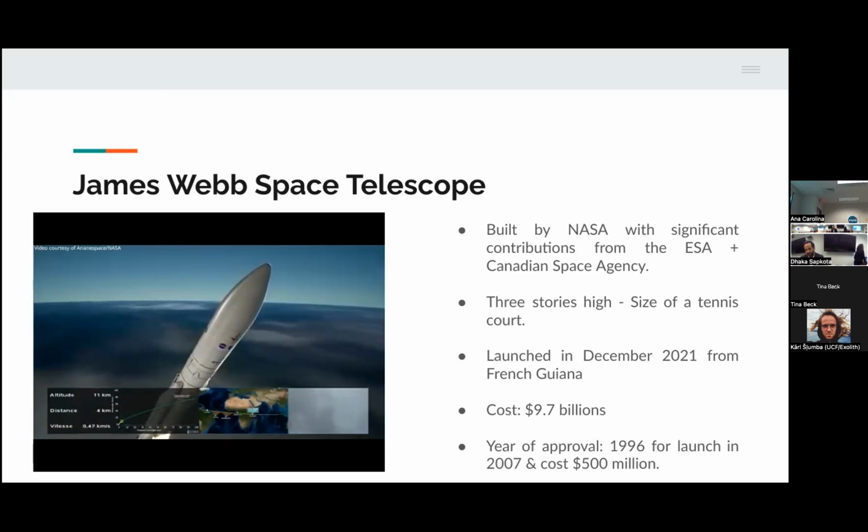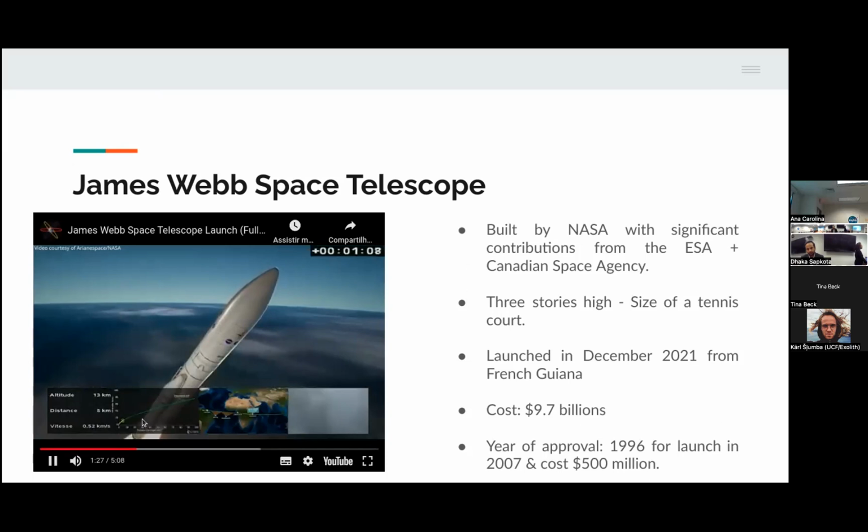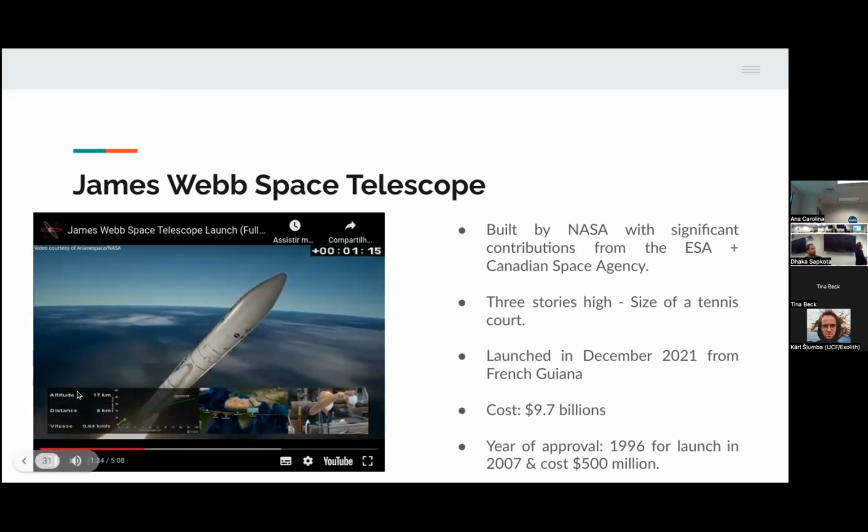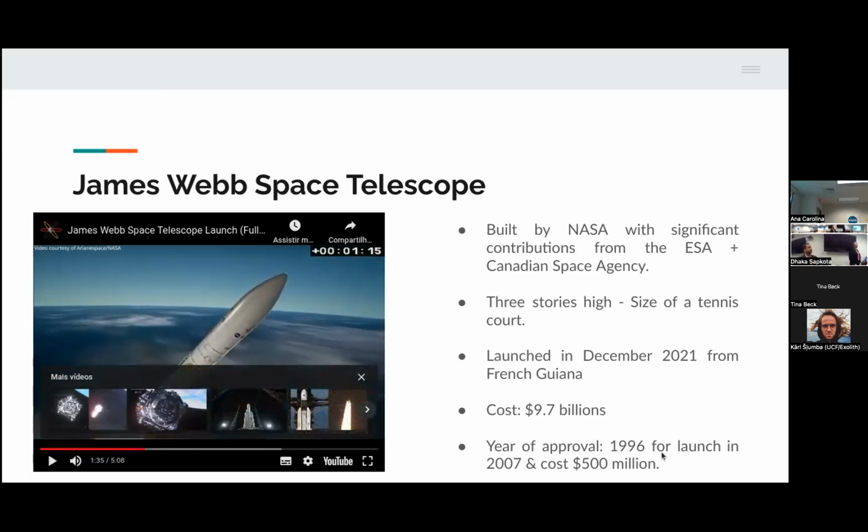3D animation. So here I'd like to point out that the real orbit of launch and the modeled orbit were almost the same. So the launch was amazing, everything worked well. It was launched from French Guiana. The cost was almost $10 billion, and at the beginning it was thought to be like $500 million. And a little bit delayed too. It was supposed to be launched in 2007. It was in the end 2021. So life is like that.